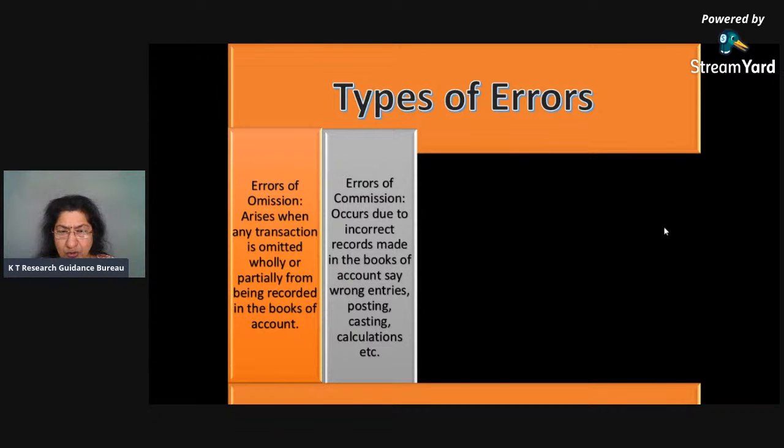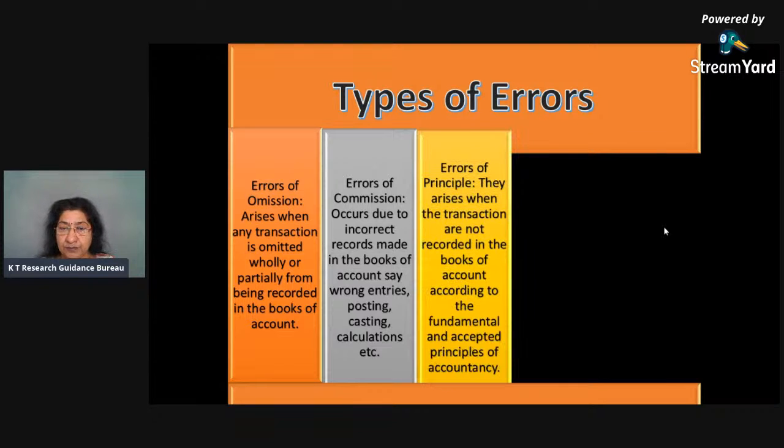Posting errors also generally, once you open the ledger and you debit one ledger, then automatically in another ledger it will be credited. So chances of this sort of errors are comparatively less in a computerized accounting system, but it happens. Third type of error is errors of principle.